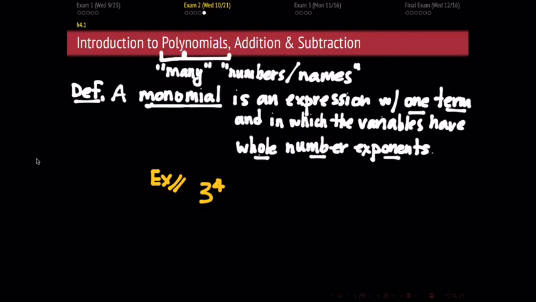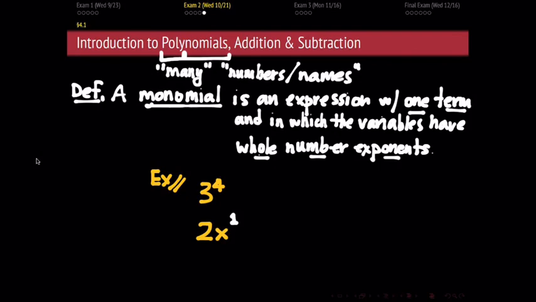Yeah. 2x. Sure. That's a monomial because it's an expression that has only one term, and the variable x has a whole number exponent. What is the exponent on that x right there? Yeah, it's the secret hidden exponent of 1, x to the first power, right? Right, so 2x is a monomial.